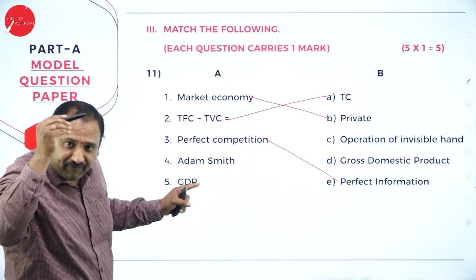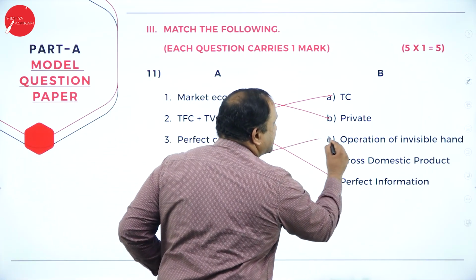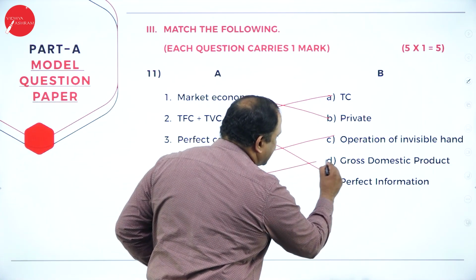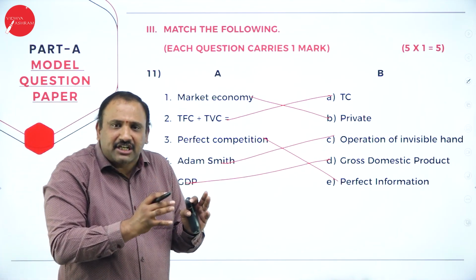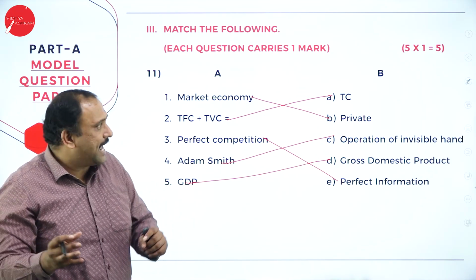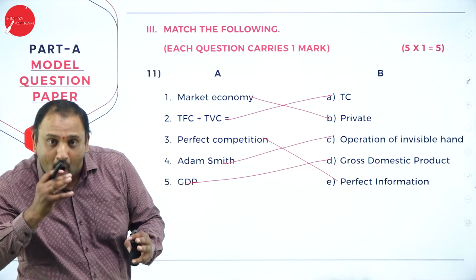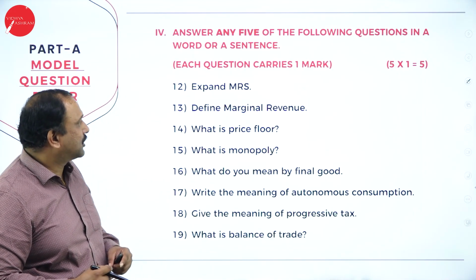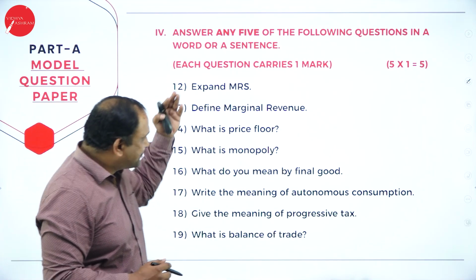Adam Smith was the founder, the father of economics, who had defined the operation of the invisible hand, followed by GDP. Everybody knows the answer. That's gross domestic product. Now you can see that with just these three parts, choose the correct answer, fill in the blanks, match the following, you have scored 15 marks. So out of 80, already 15 is in your hands. Now let's go to the 1 mark questions, which is very, very important. Now you will get a choice here, starting with expand MRS.